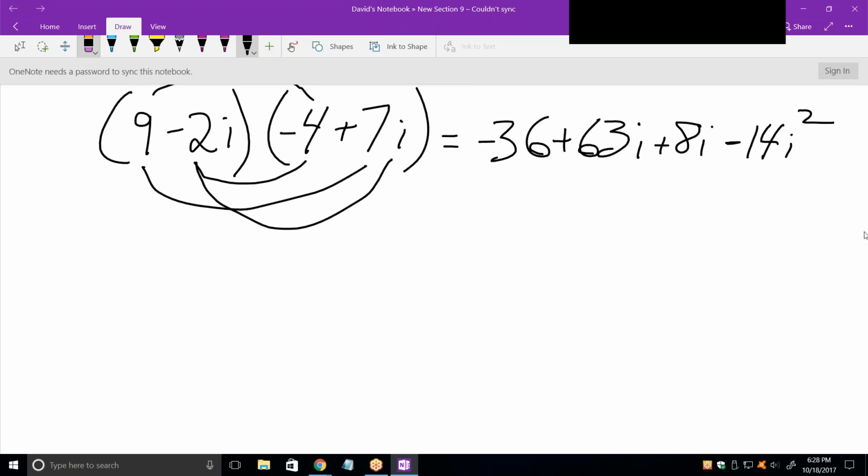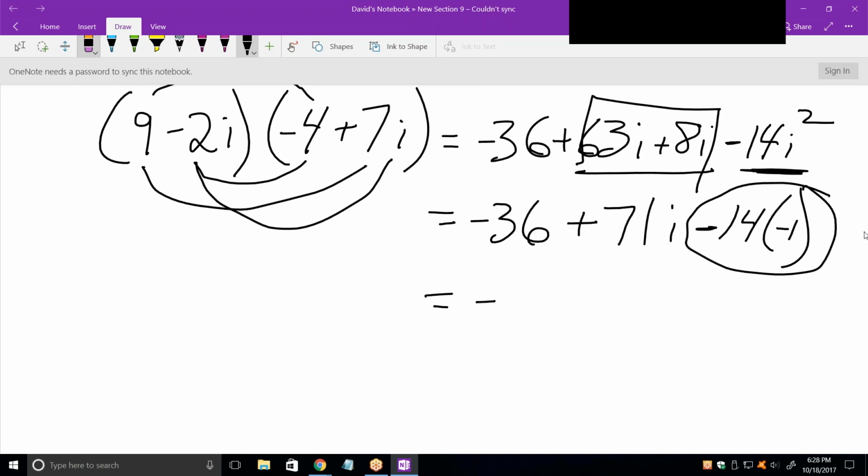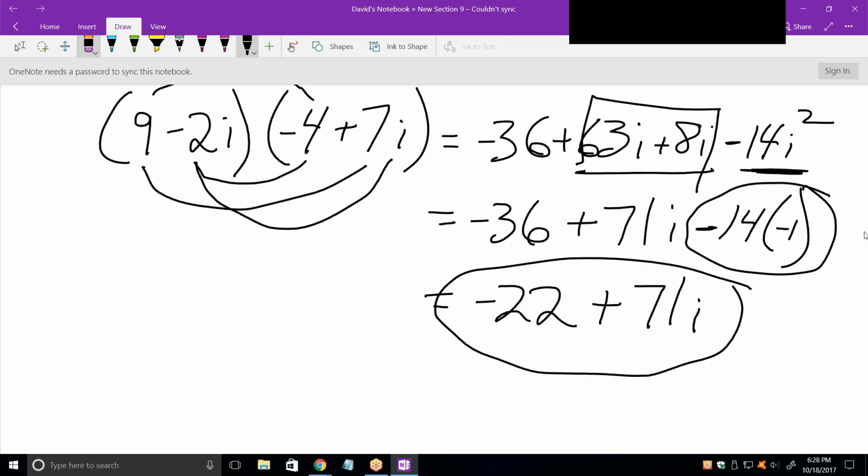Now, what we want to do is combine those like terms and convert that i squared to a negative 1. So what do we get? We get minus 36, let's just do it step by step, plus 71i, combining those two terms, and minus 14 times a minus 1. Well, that becomes plus 14. So if I add 14 to negative 36, I get negative 22 plus 71i. There's our answer, and again, it's in a plus bi format.